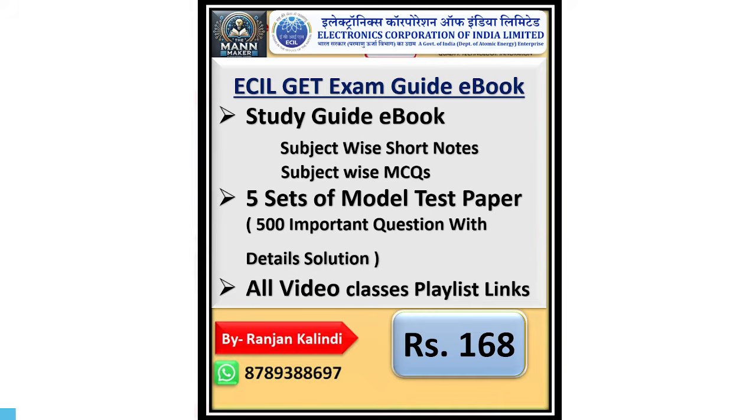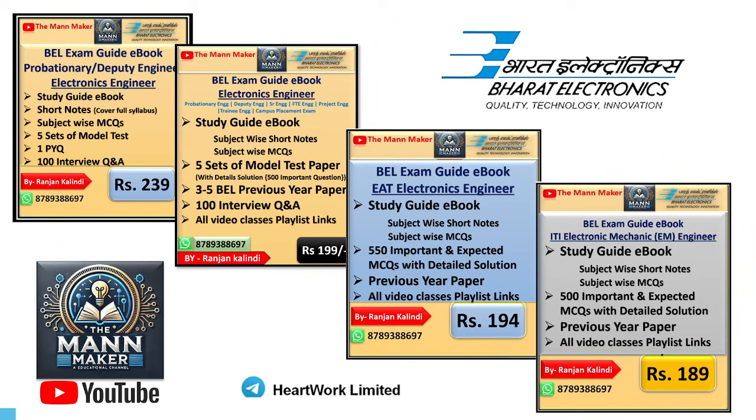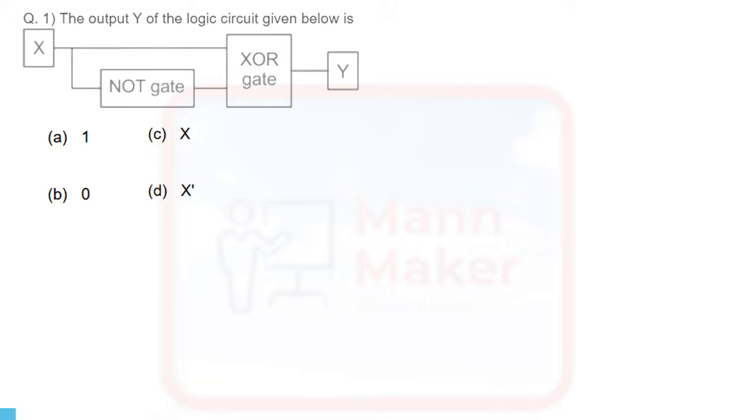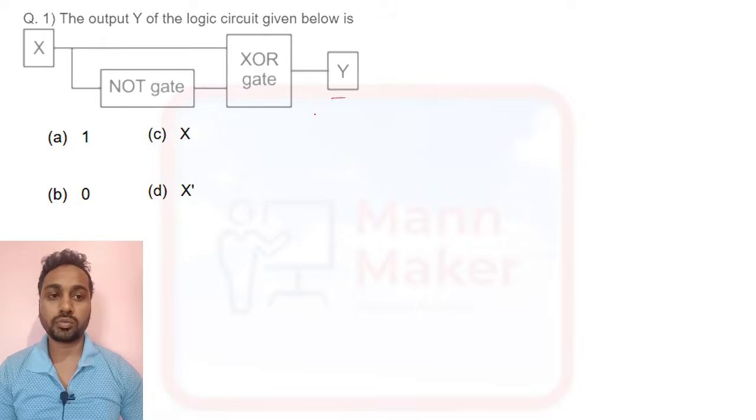Okay, so we will discuss some questions related to digital electronics. Find the output. Okay, so what is the input? The input is x. Here we can put x, and this is a NOT gate. Here the input is x, and after the NOT gate the output will be x complement. Now what is this?